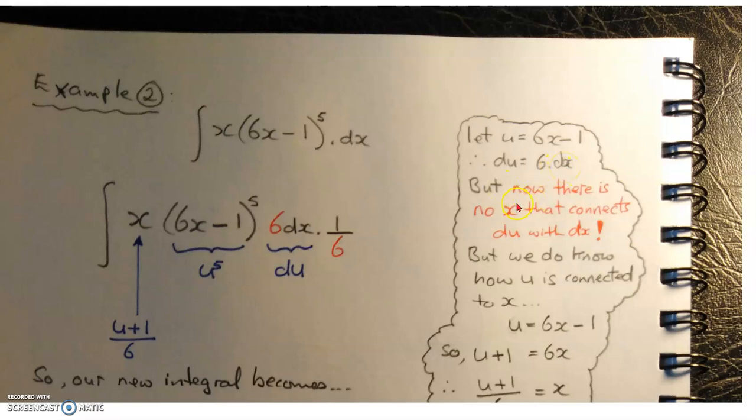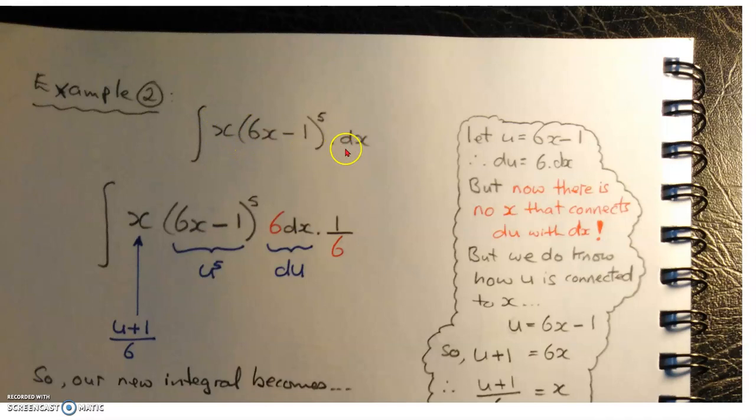But now there is no x that connects the du with the x. In other words, we can replace this thing inside the brackets with u and write u to the power of 5. But what about this x? There's no 6x dx like there was in the previous example. This is just, as we have already seen, a pure number multiplying the dx. And so you've got a problem.